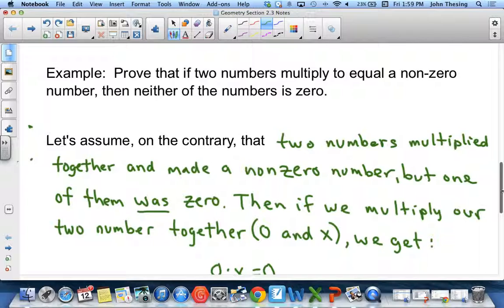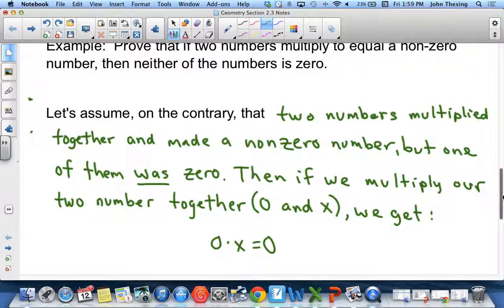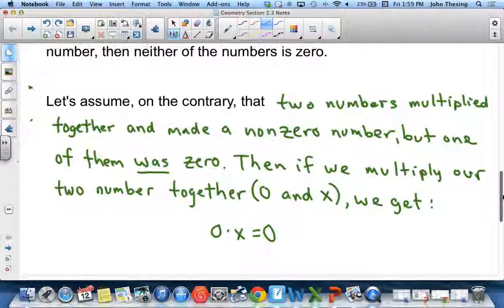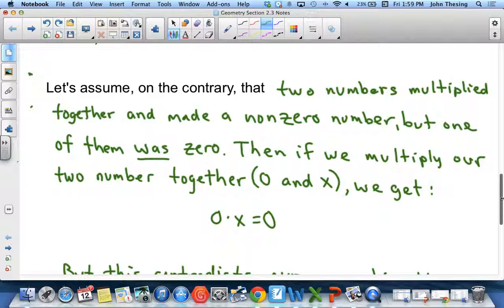We're trying to prove that if two numbers multiply to equal a non-zero number, then neither of the numbers is 0. What we did was suppose for a second that that's not true. Let's assume we have two numbers that multiply together and make a non-zero number, but one of them is 0. Non-zero numbers are like 1, 2, 3, 4, 5, 6, anything that's not 0. So we assume, on the contrary, that two numbers multiplied together to make a non-zero number, but one of them was zero. We're going against our original assumption.